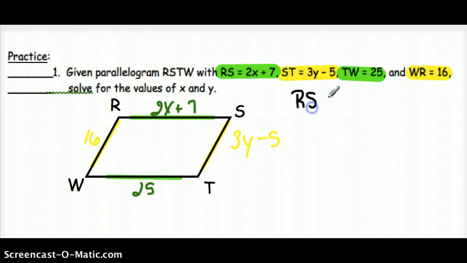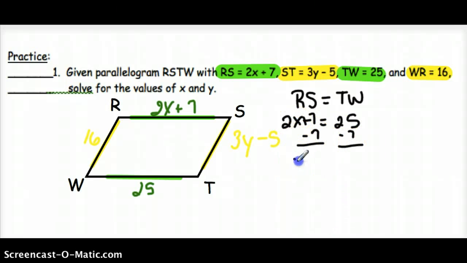RS, the length of RS, equals the length of TW. So we can fill in 2x plus 7 is equal to 25. And we solve, and we get 2x equals 18. If we divide by 2 on both sides, we get x equals 9. Okay, so they're actually looking for the values of x and y, so we have x equals 9.